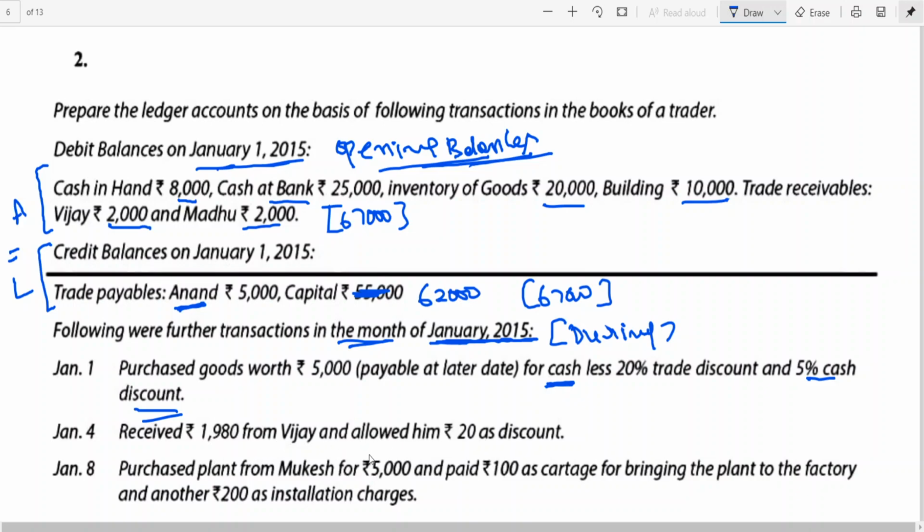Received 1980 from Vijay and allowed him 20 rupees as discount. I think Vijay here is a trade receivable, a customer who owes 2000. He has paid us 1980. How much are you still supposed to receive? 20. The 20 the business has given as discount. Is it discount allowed?